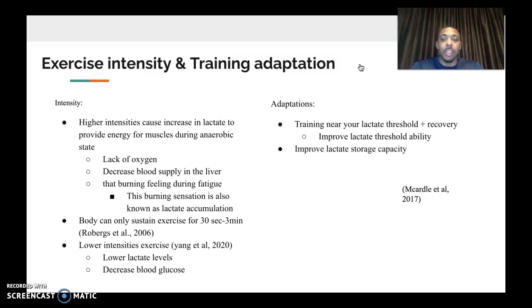As for low intensities, it's the complete opposite. It causes lower lactate levels because you do have fat as a source and you're able to oxidize fat and glucose molecules, and it helps put your body in an aerobic state.